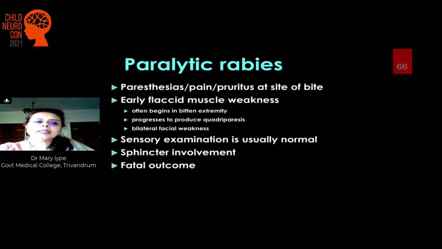Paralytic rabies, there will be paresthesia, pain, and pruritus at the site of bite. Early flaccid muscle weakness begins at the bitten extremity, progresses to produce quadriparesis, bilateral facial weakness. Sensory examination will be normal, thus distinguishing it from a spinal cord affection. Sphincter involvement will be there, distinguishing it from GBS. Usually there is a fatal outcome.